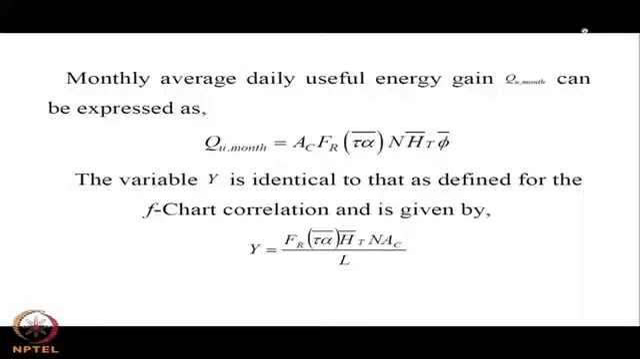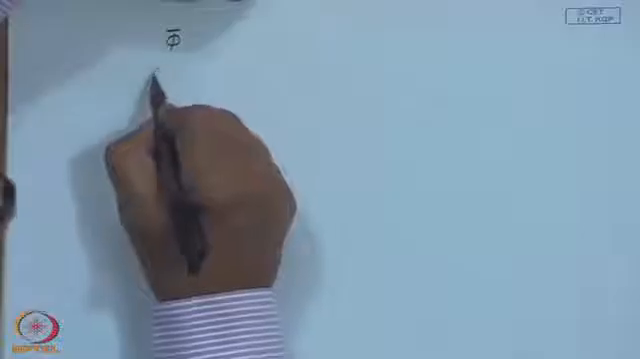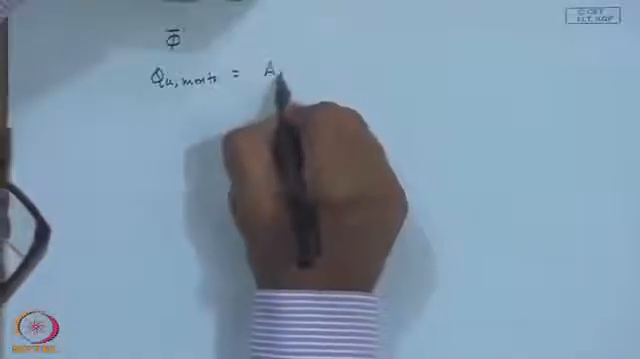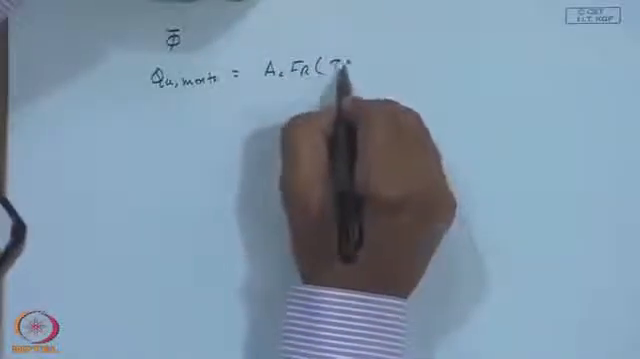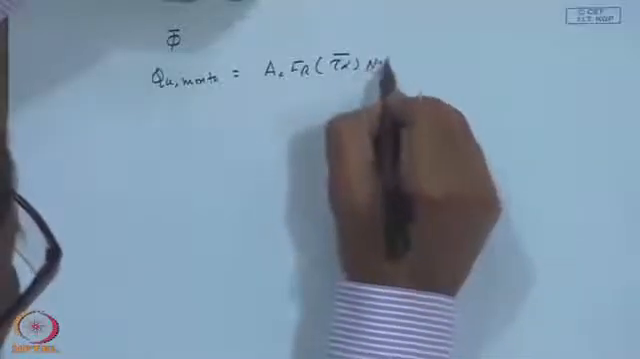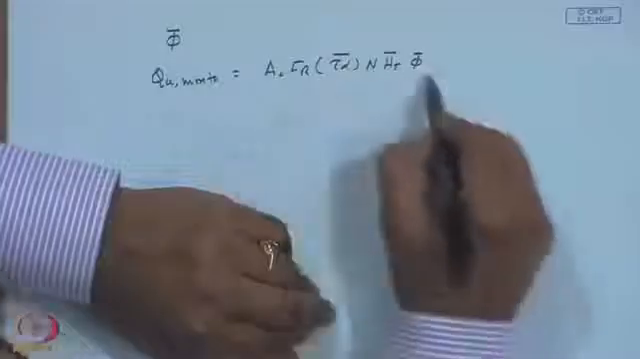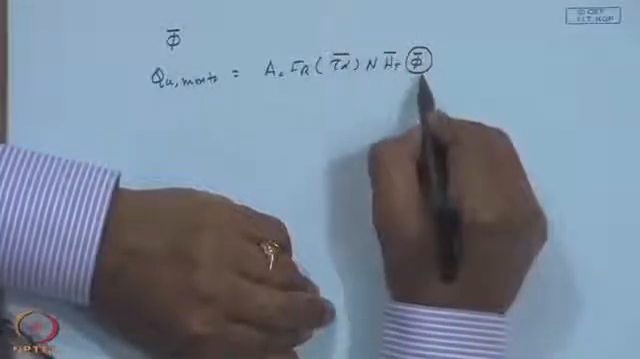Now, apart from the phi bar F chart method, if you have this phi bar, q u in a month, I can calculate it as area times F r times tau alpha bar n h t bar phi bar. We are not talking anything about the load fraction. We are not also saying whether this much energy will be sufficient or not, whether something will be wasted or something will be stored, but the output from the collector, one can expect it to be the product of these quantities, and phi bar is to be found out.